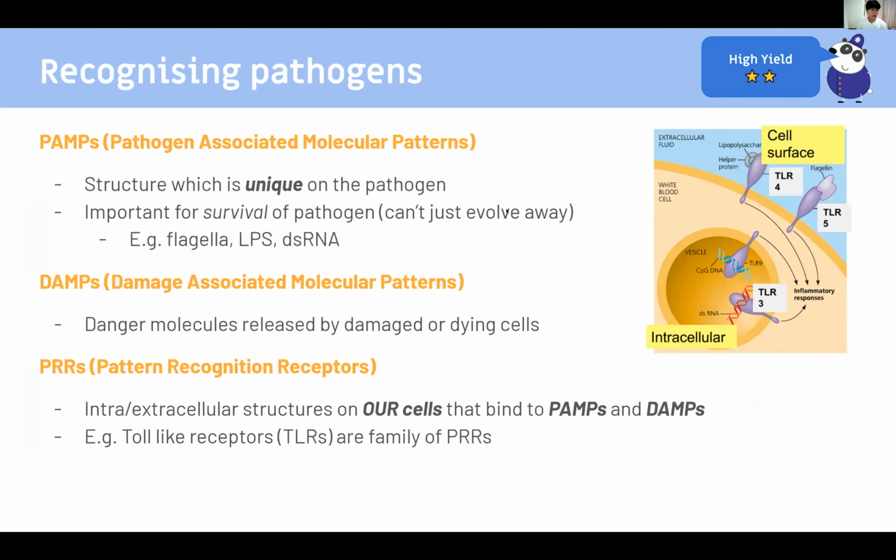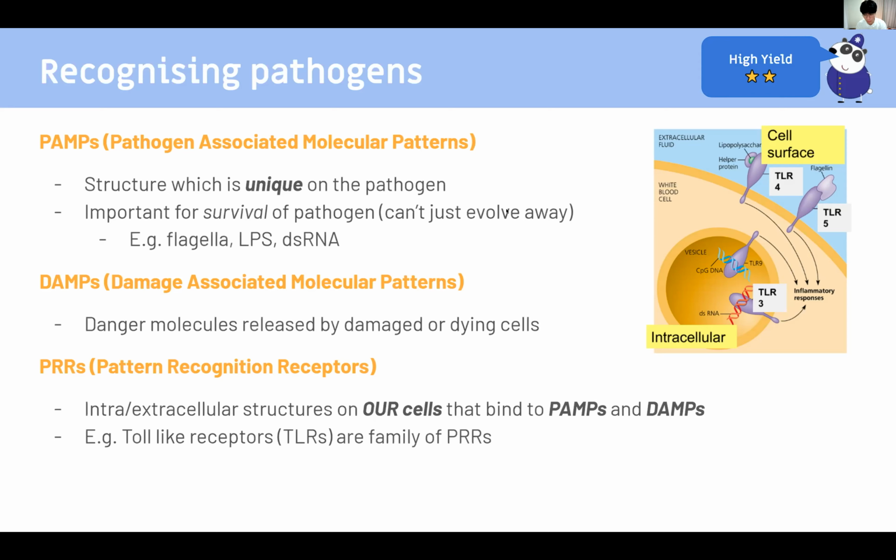All right. So how do we recognize pathogens or things that are not meant to be in our body? Well, there's this thing called PAMPs on pathogens, pathogen-associated molecular patterns, and they are structures which are unique on the pathogen. And the most important thing is that that structure is important for survival of the pathogen. So it can't just evolve away, right? So for example, flagella, LPS, double-stranded RNA.